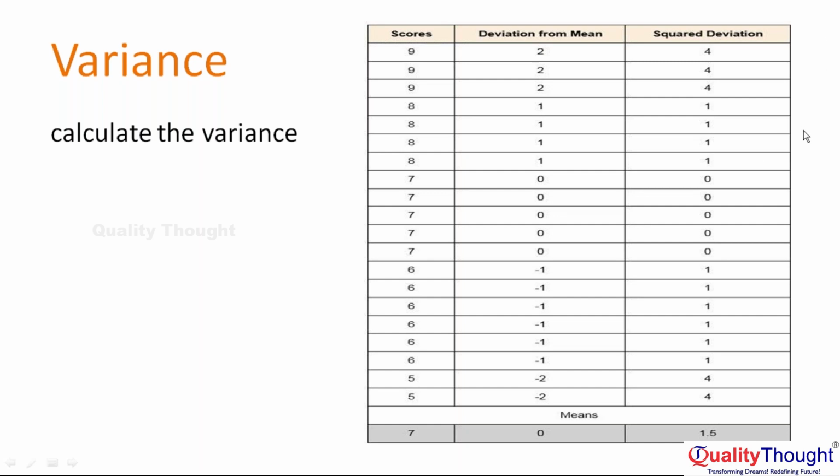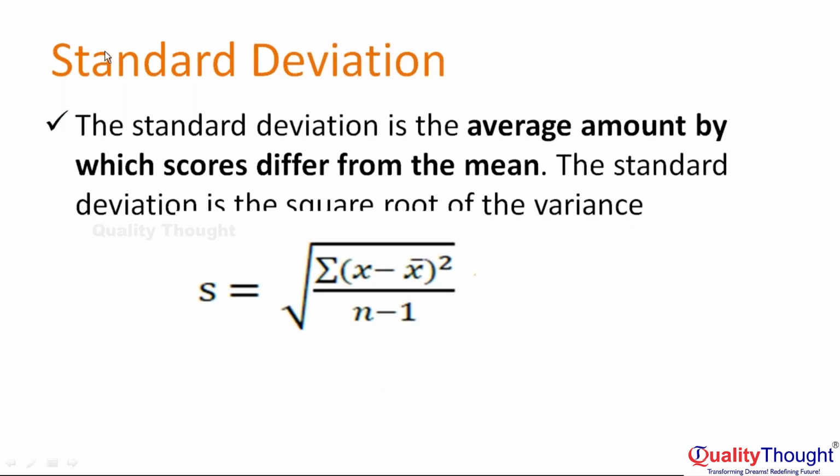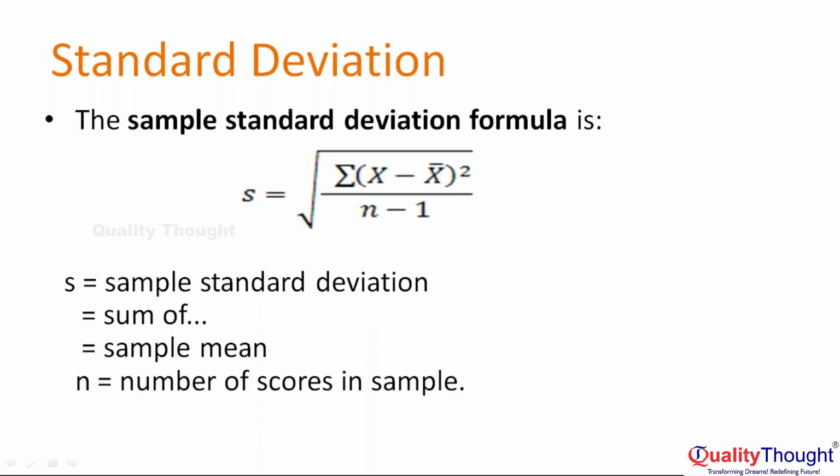Understand? So here we have something called a standard deviation. Standard deviation is nothing but the square root of variance. You can observe the squared difference from the mean divided by n minus 1. So this represents the square root of variance. The sample standard deviation is something divided by n minus 1.